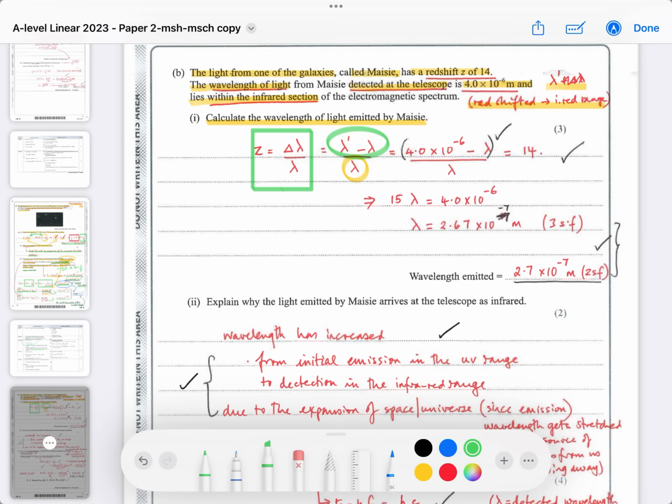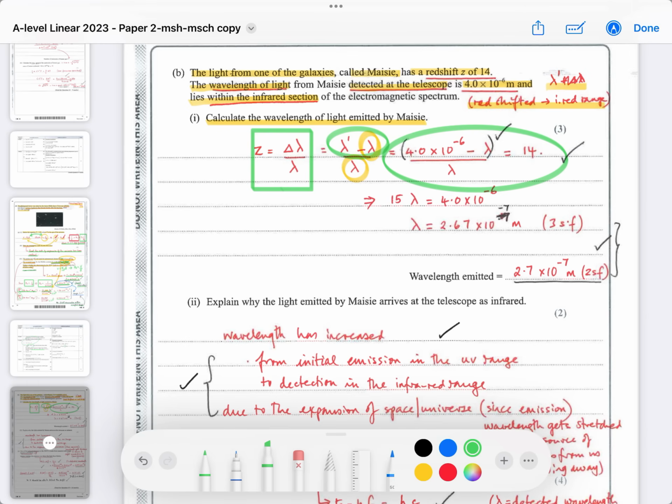So delta lambda is lambda observed minus lambda original, or lambda not shifted, divided by lambda not shifted. These two lambdas are what we want to work out. So when we know this is 14, you basically have this equation, and the only unknown is lambda, but you've got lambda at top and bottom of the fraction. So you will see that it's 14 lambda if we multiply it out.